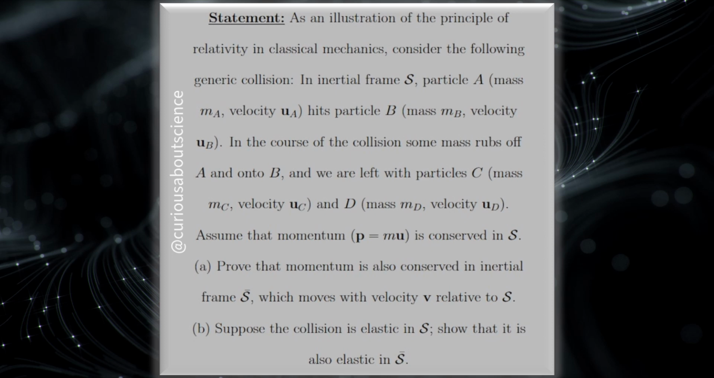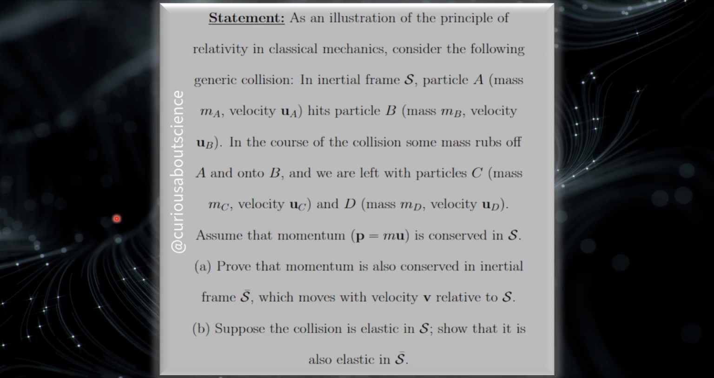Alright, welcome back. Our next question in this series reads: as an illustration of the principle of relativity in classical mechanics, consider the following generic collision. In inertial frame S, particle A, mass m sub A, velocity u sub A, hits particle B, mass m sub B, velocity u sub B. In the course of the collision, some mass rubs off from A and onto B, and we are left with particle C, which has mass m sub C, velocity u sub C, and D, mass m sub D, velocity u sub D.